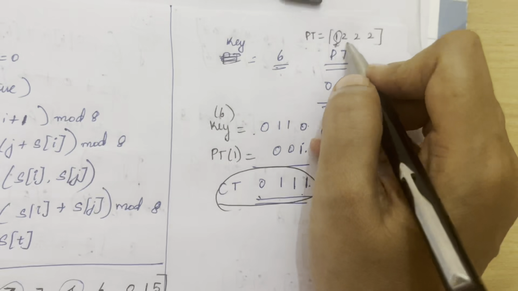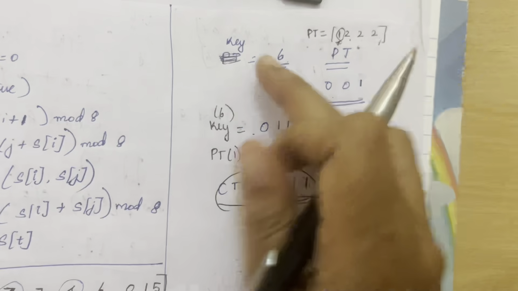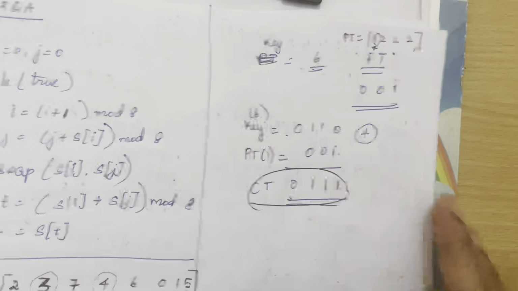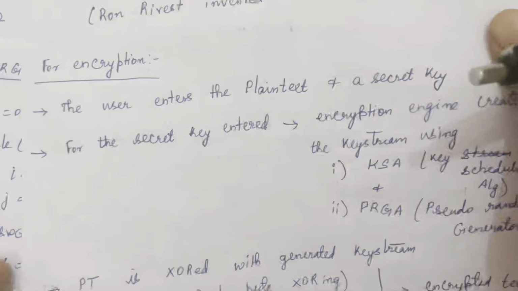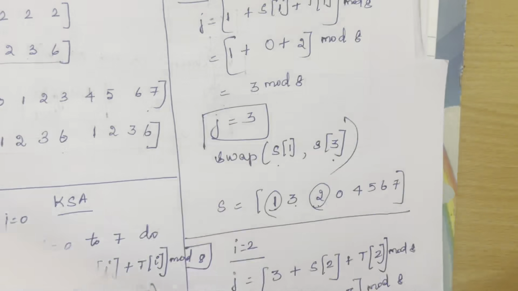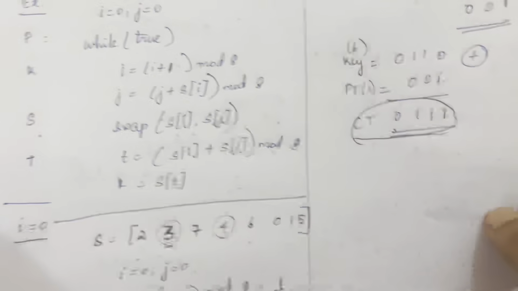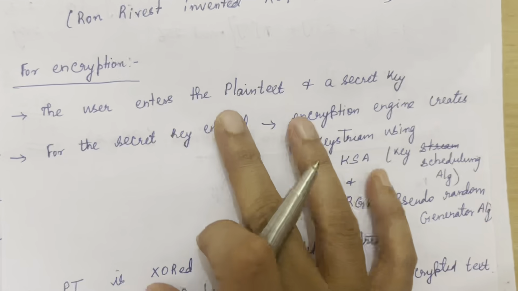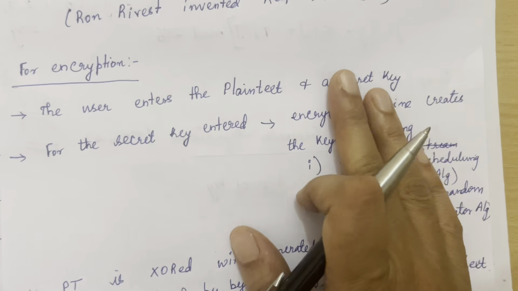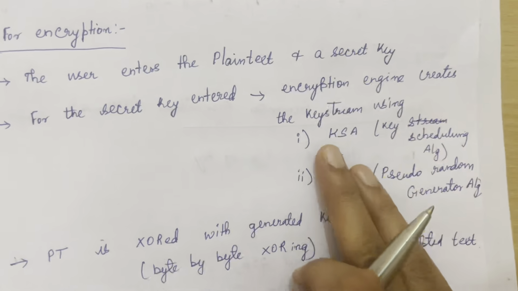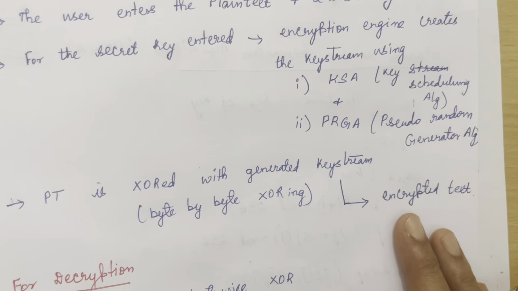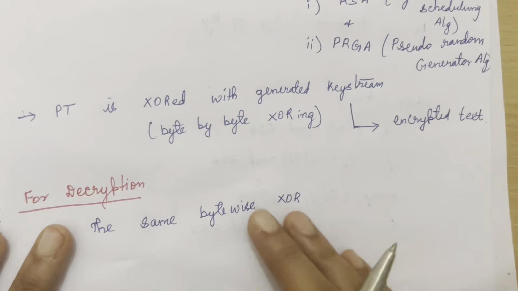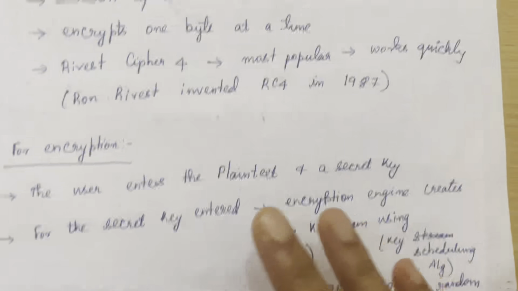Likewise, you have to find the cipher text for 2 2 2 using the key values. So this is the RC4 algorithm. In RC4, we consider the plain text as the secret key. For the secret key, you perform KSA and the pseudo random generator algorithm to produce a key stream. With the help of the key stream, you XOR with the plain text and get the encrypted text. In decryption also, you do the same thing. This is the RC4 algorithm.